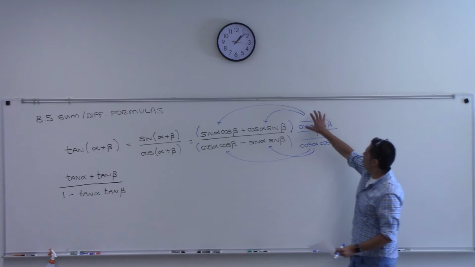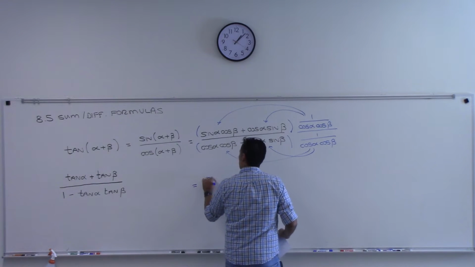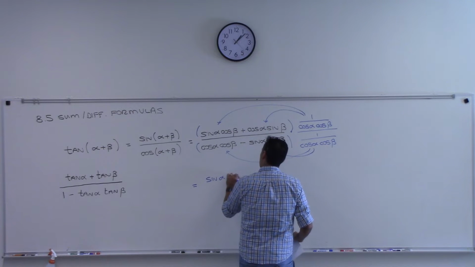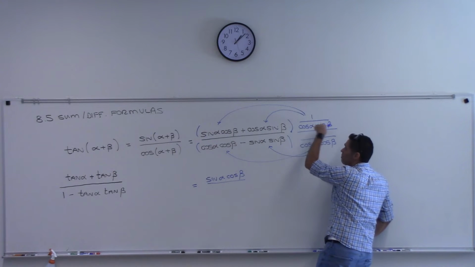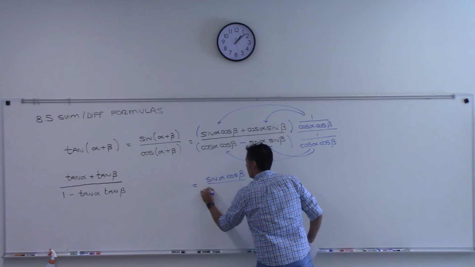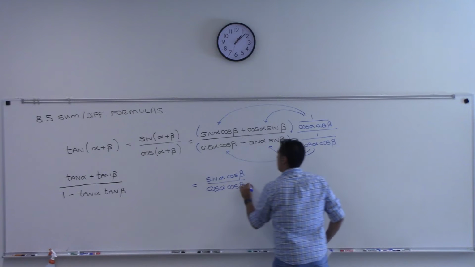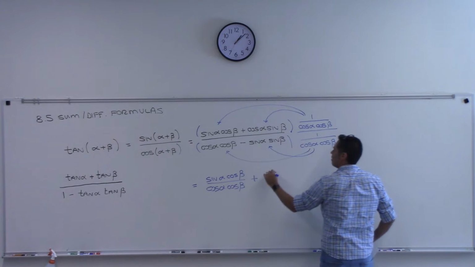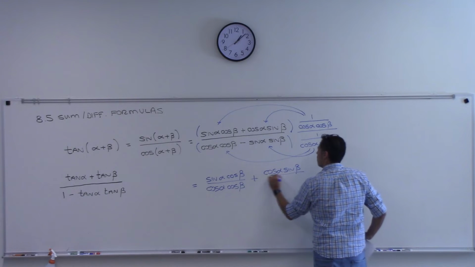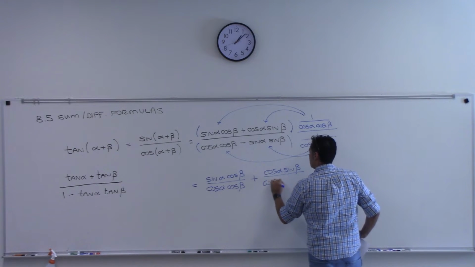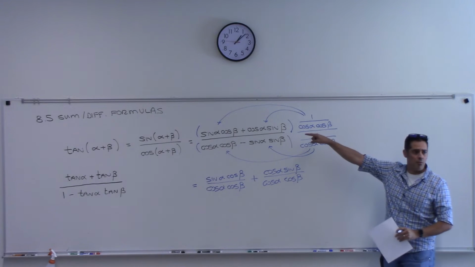What happens when I do this times this? I'll go ahead and write it down. I'll have sine alpha cosine beta. That's the top, right? But now I've multiplied by 1 over this, so this will go on the bottom of it. Cosine alpha cosine beta. Then plus, now I do the same thing here, cosine alpha sine beta over cosine alpha cosine beta. Any questions there? That's distribution through the numerator.